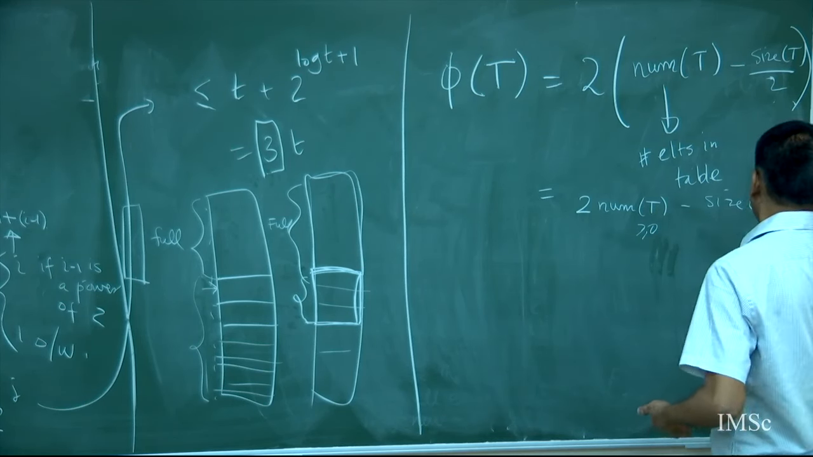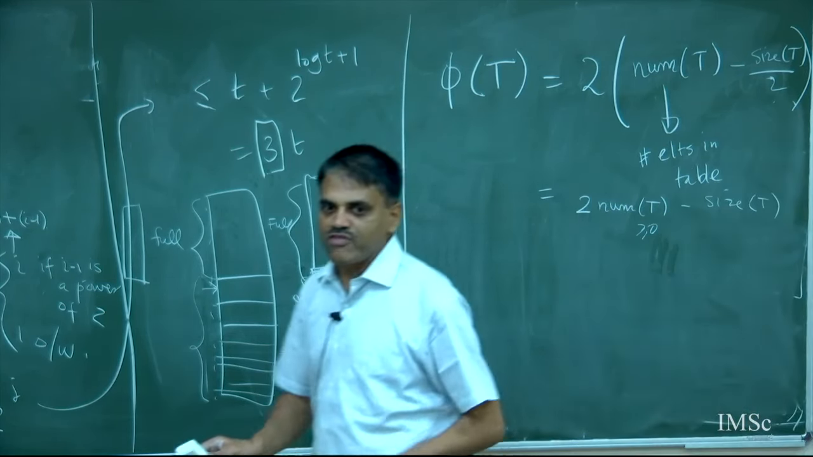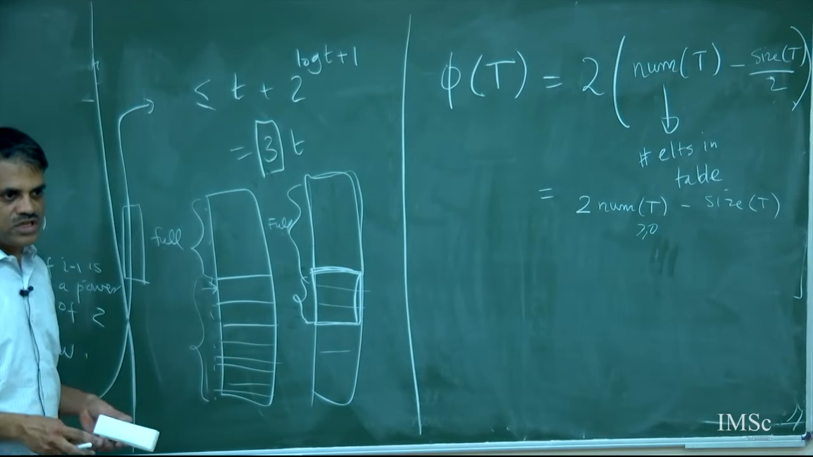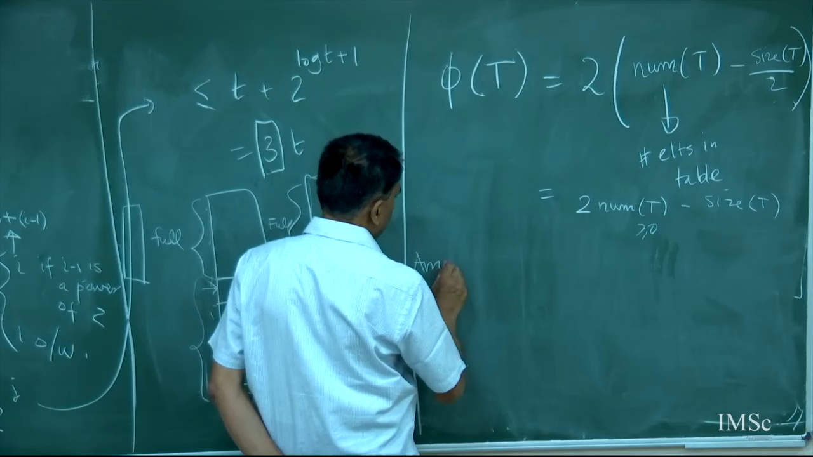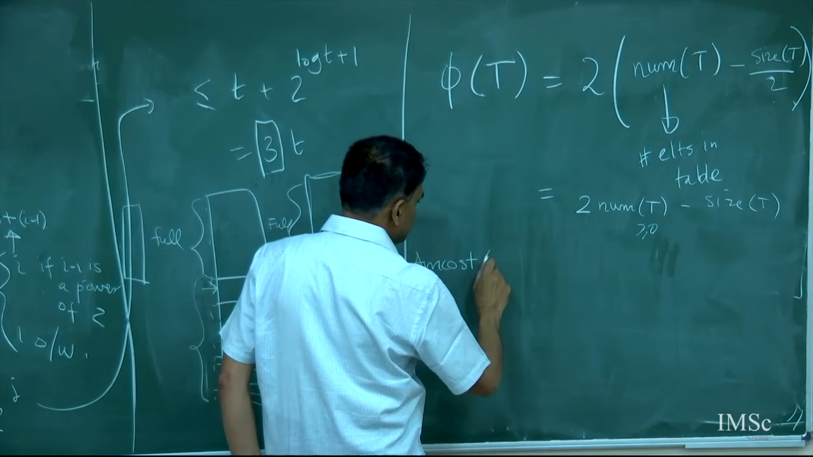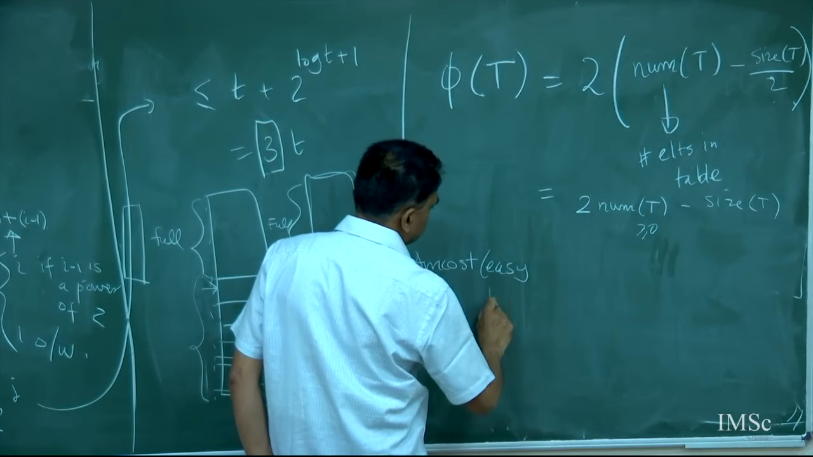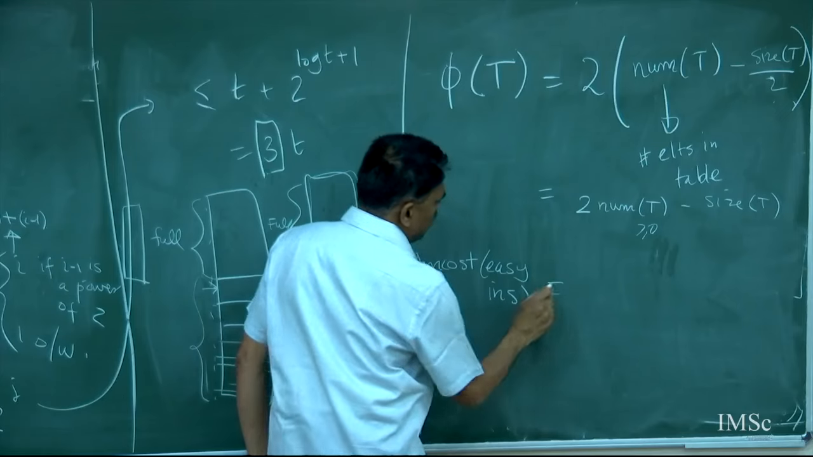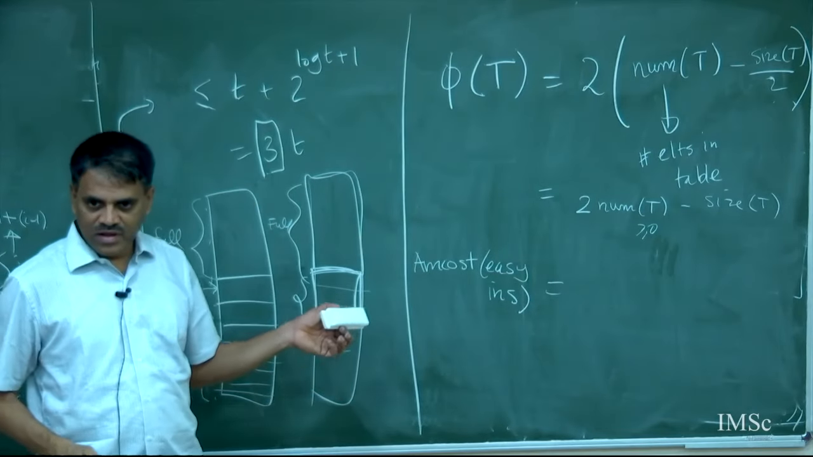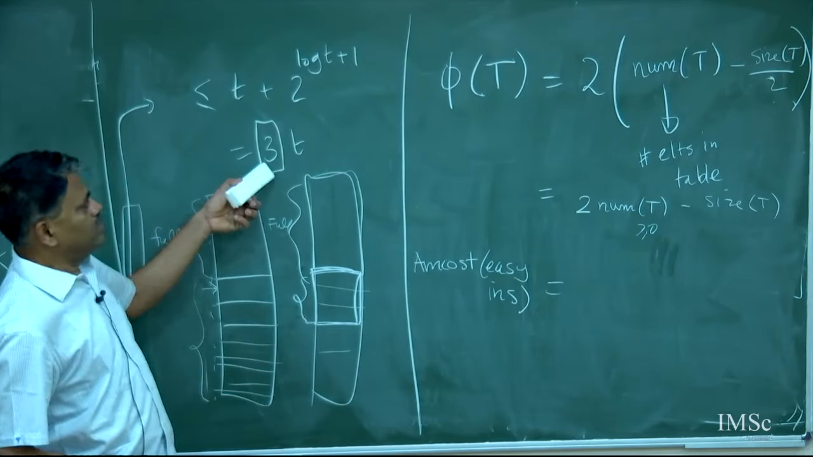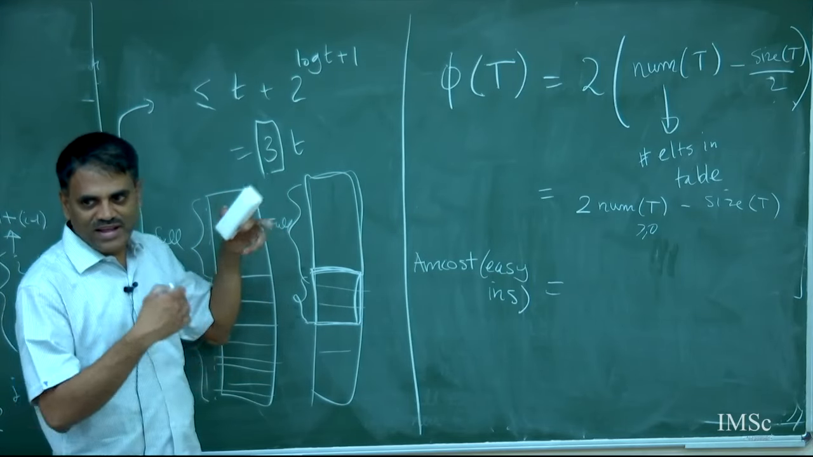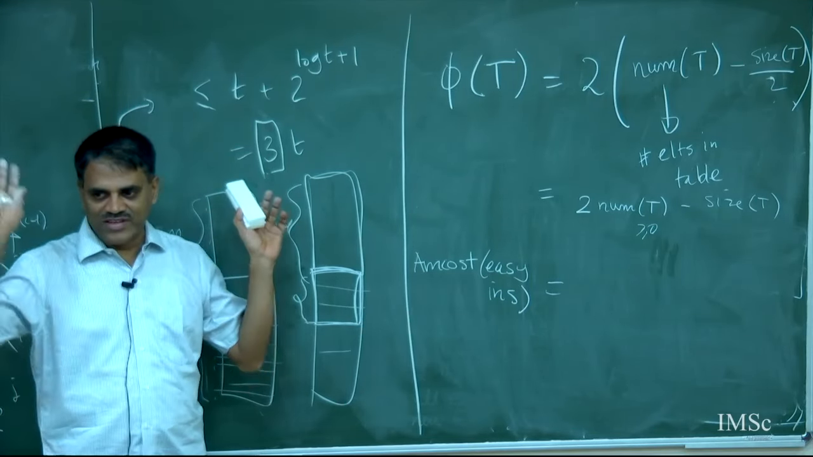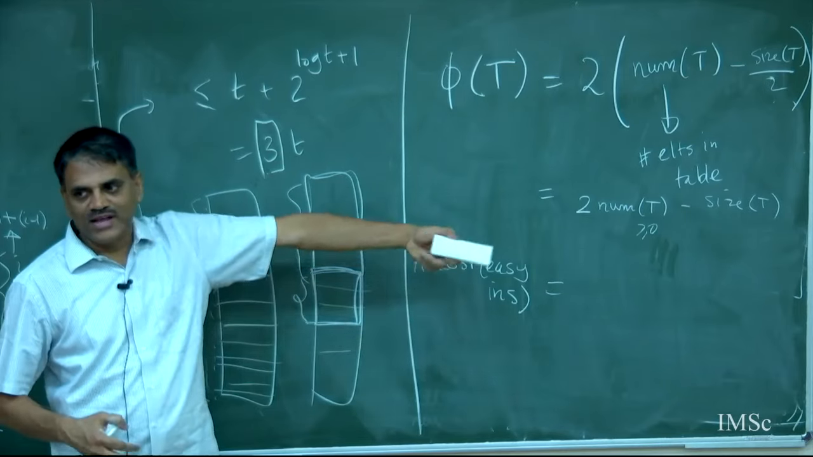Good. So now let's plug it into the formula and verify what the amortized cost of an easy insertion is. What do you expect it to be? 3, right? That's what we told. For amortized cost, we expect everybody to come with 3 credits, is what we have estimated. Let's plug it into the formula and see what happens.